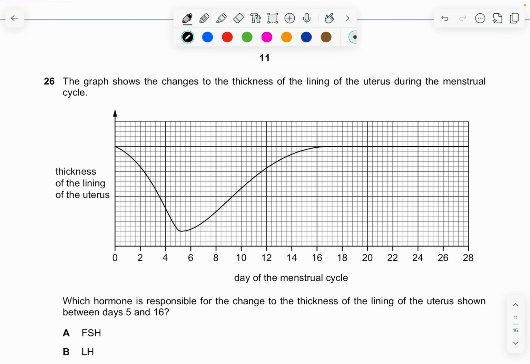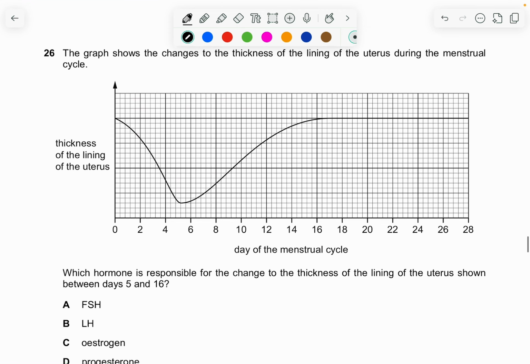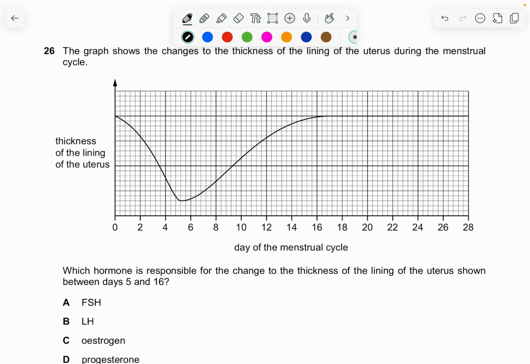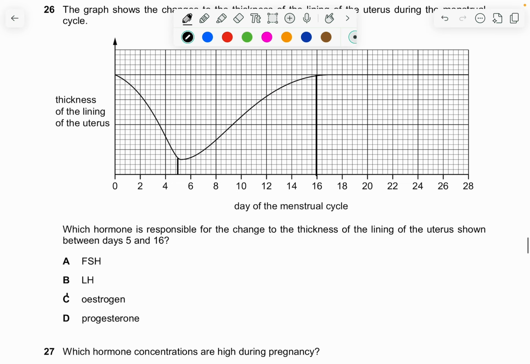Question 26. The graph shows the changes to the thickness of the lining of the uterus during the menstrual cycle. So the thickness actually drops and then it goes back up again. Which hormone is responsible for the change of the thickness of the lining of the uterus, shown between day 5 and day 16? So let's say day 5 is about here and day 16 here. So what actually helps to thicken this lining is estrogen. Why is it not progesterone? Progesterone only maintains it.